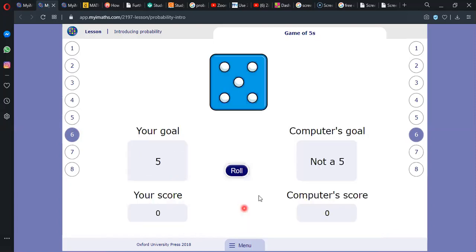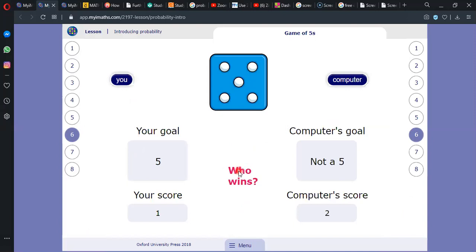Okay, guys, let's play the game. I'm going to roll the dice here. Roll. It gives me a 3. That is not a 5. Oh, computer wins. Let me roll again. 4. That is not a 5. Computer wins again. Let me roll again. 5. I win. Yeah, I win this time around.